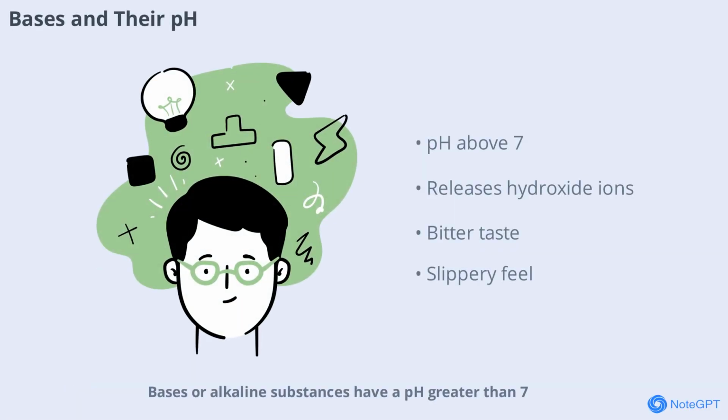Bases, or alkaline substances, have a pH greater than 7. They release hydroxide ions in water, making the solution less acidic. Common bases include baking soda, soap, and bleach. Bases often feel slippery to the touch and can taste bitter. They are used in cleaning, cooking, and even medicine. Knowing the pH of a base helps us understand how strong or weak it is, which is important for safety and effectiveness in various applications.